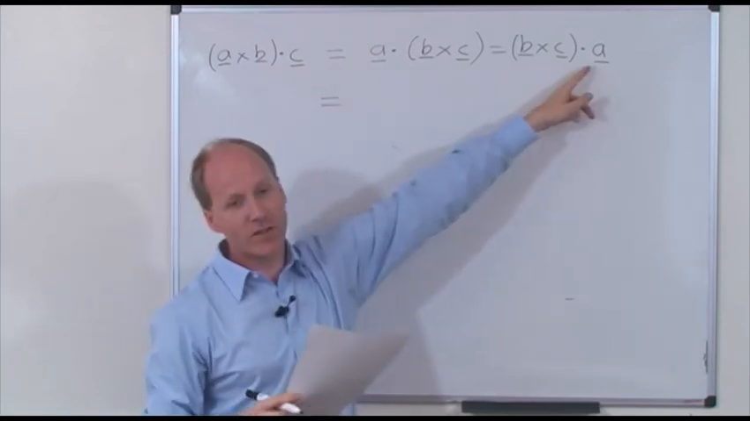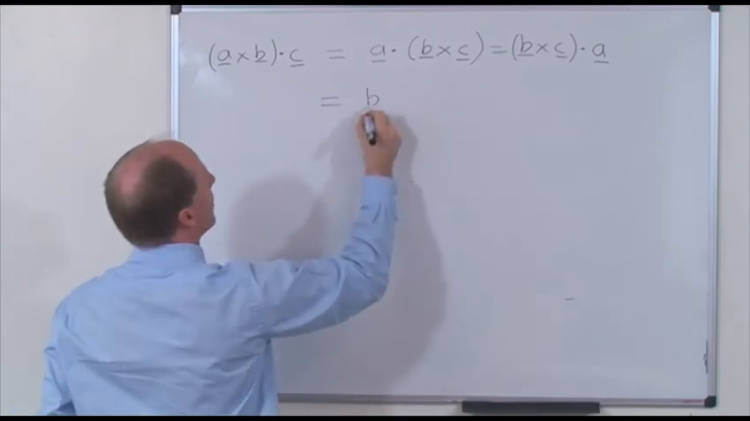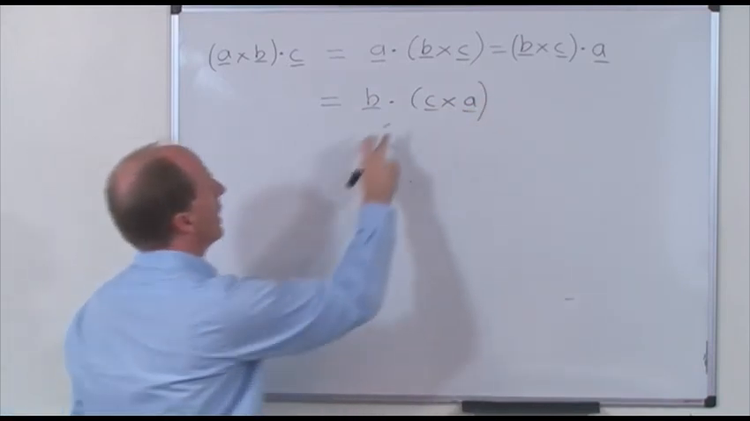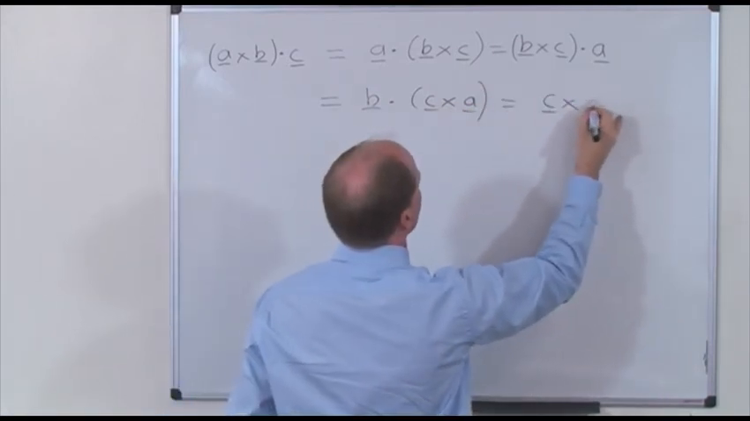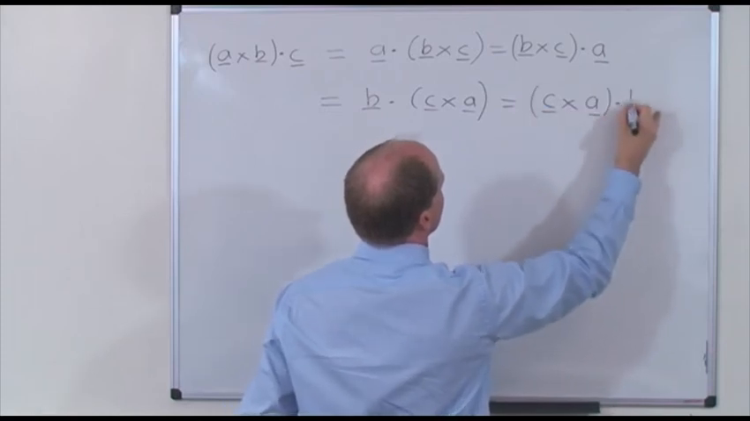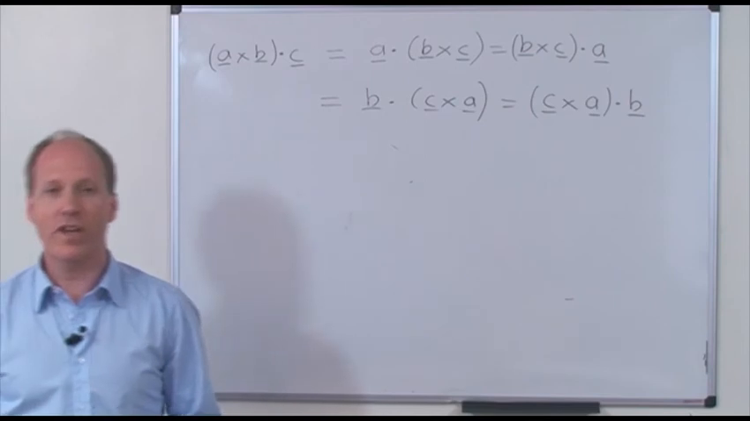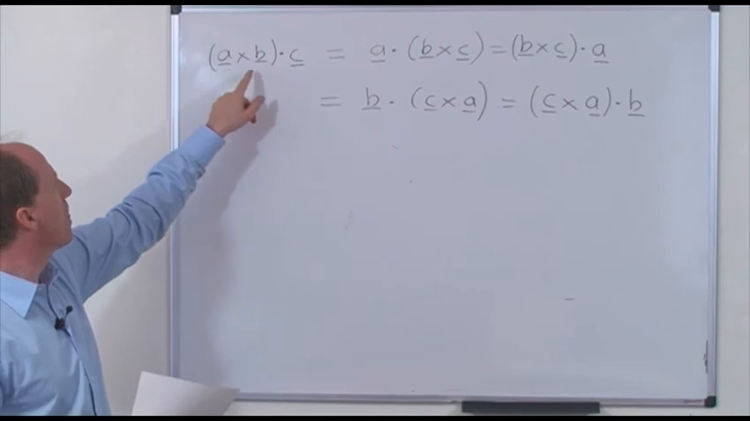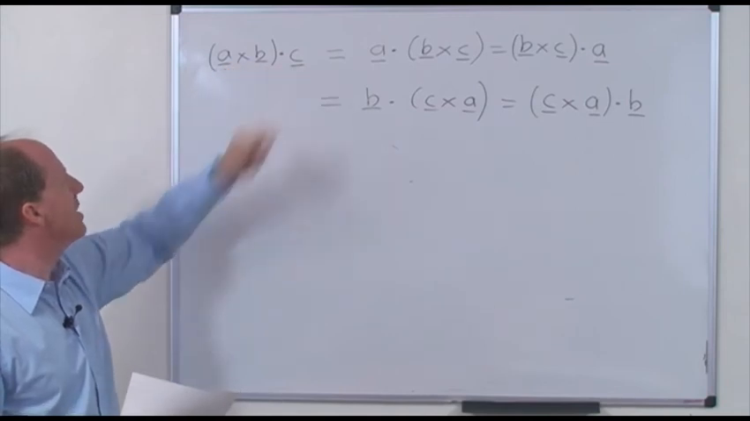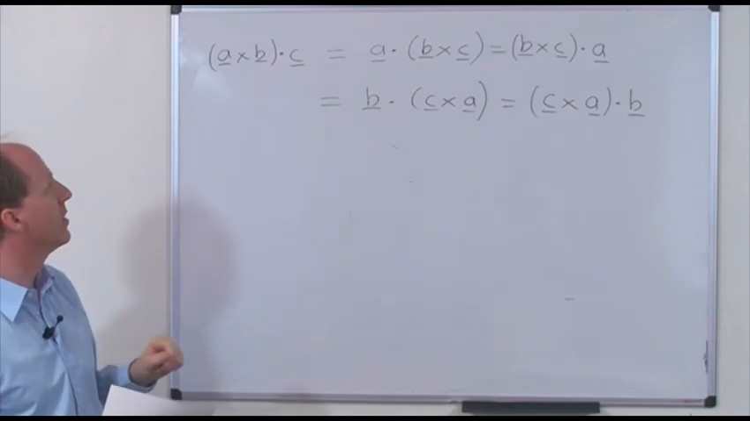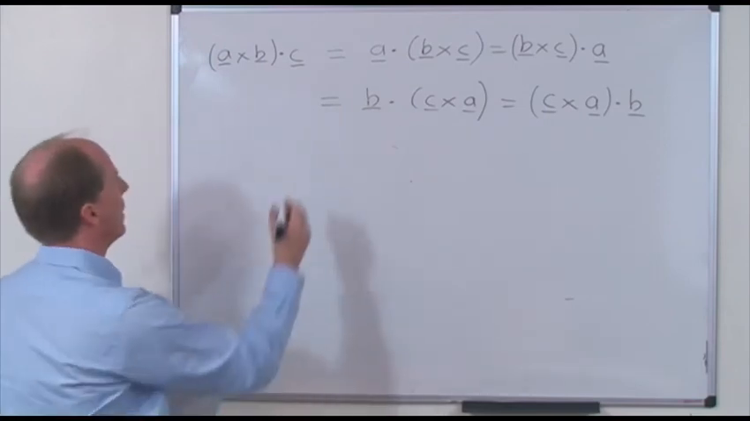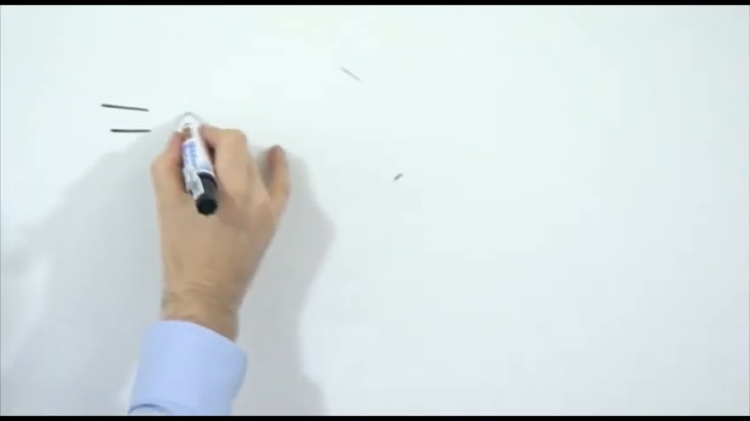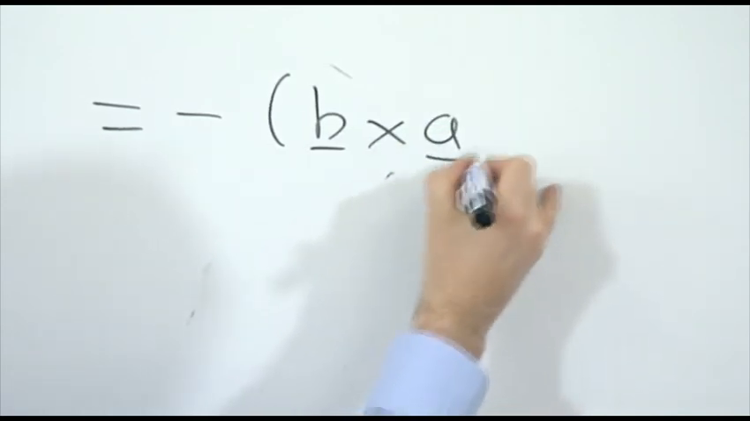And now swapping the dot and the cross again, I can get B dot C cross A, and once again I can swap that round as C cross A dot B. And so what you can see is that the triple product gives you the same result for different orders of A, B and C as long as they are cyclic permutations. On the other hand, if you swap any two of the letters, for example, if I swap the B and the A, I get minus B cross A dot C.